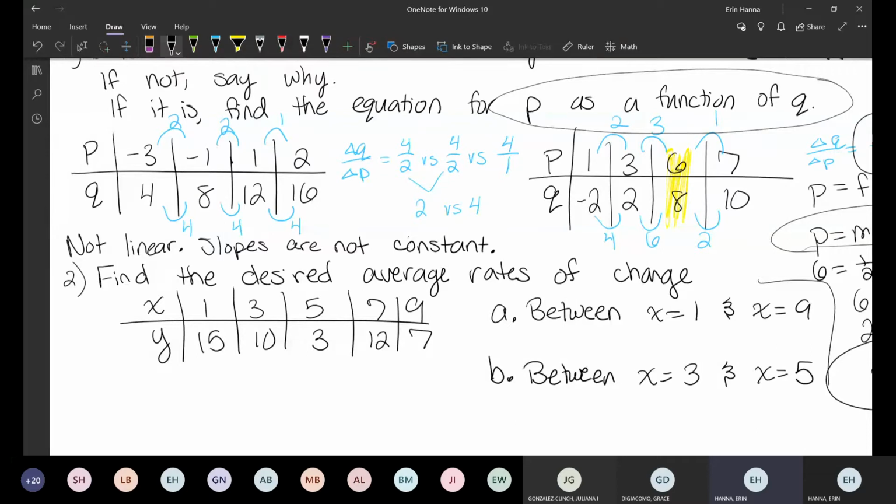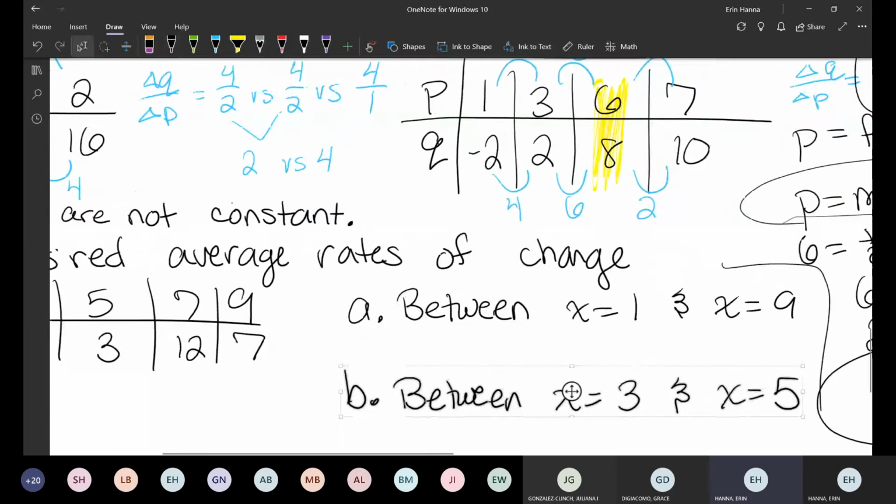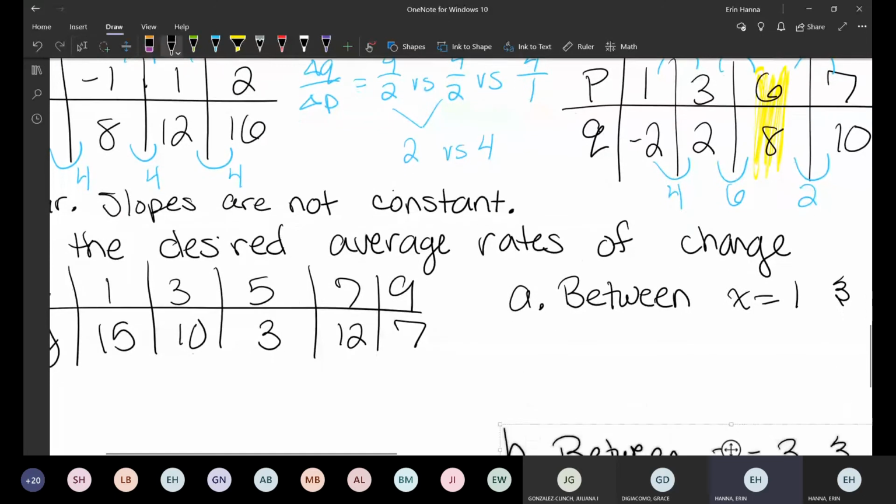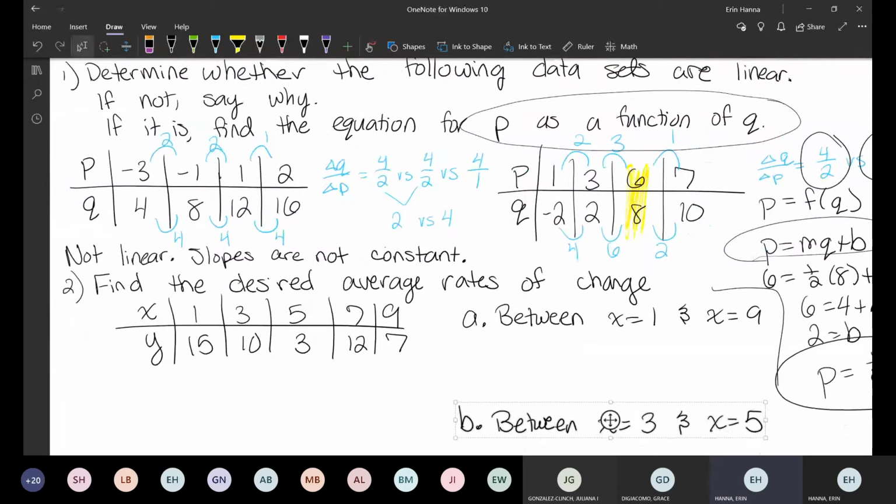So average rates of change for these two that we were requested of. Let me move this down so I actually have space to write the answer. Or not. Never mind. I'll just zoom in. Why is everything hating me today? Whatever.